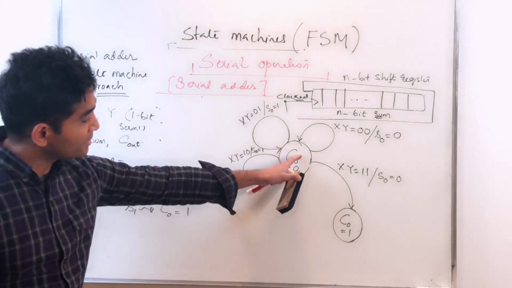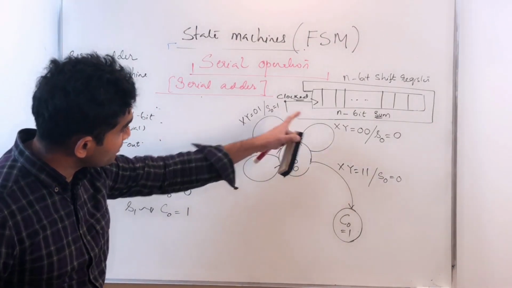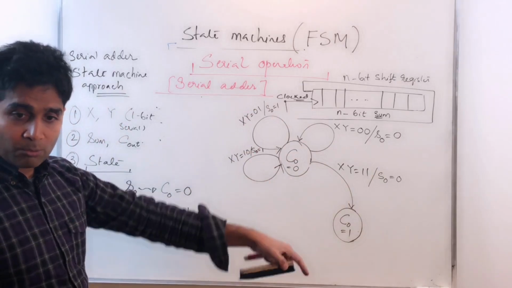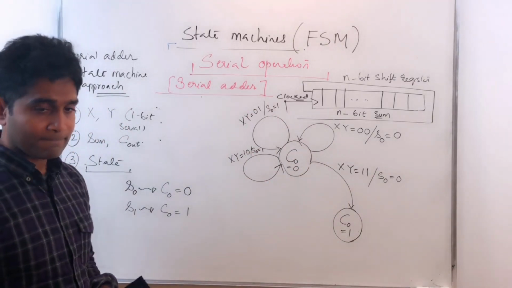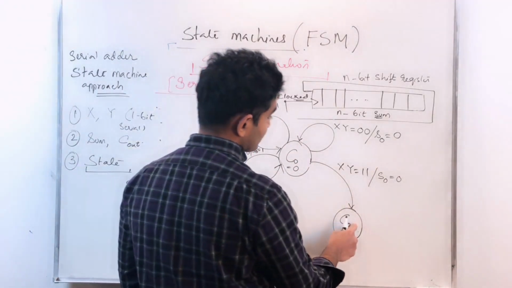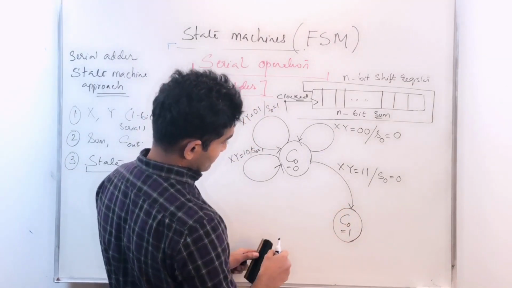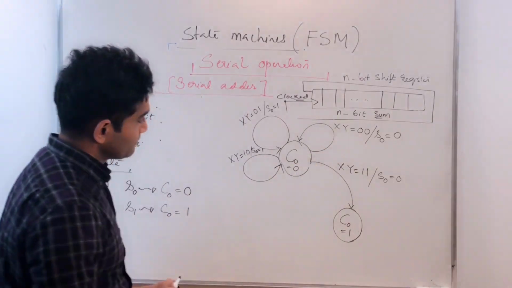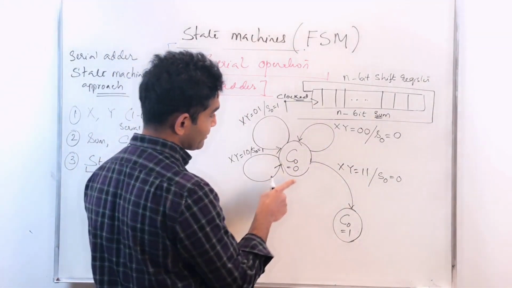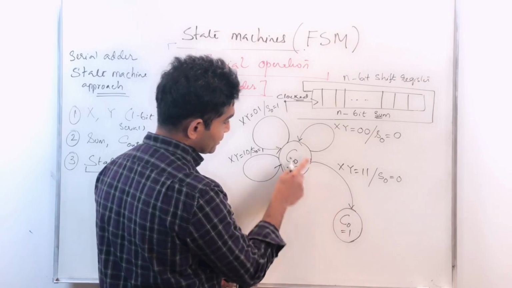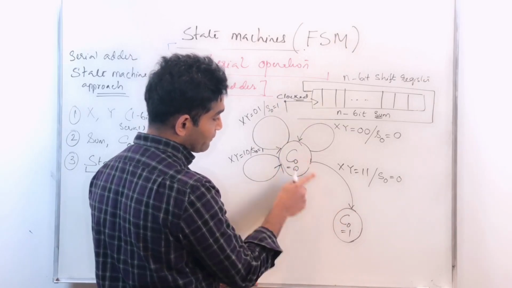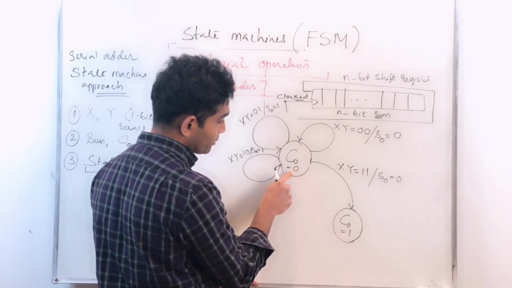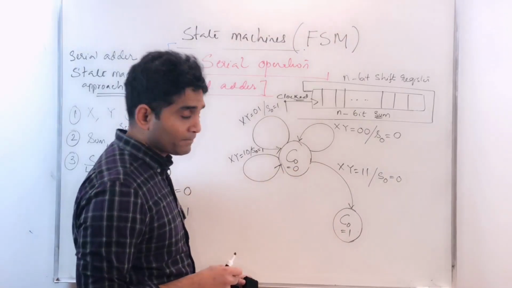So I'm done with C0. I've looked at all possible combinations between the inputs. Now I move on to the next state, the C0 equal to 1 state. I just want to make sure that you distinguish between these two states. The way I've defined these two states is, again, C0 is 0 here, C0 is 1.